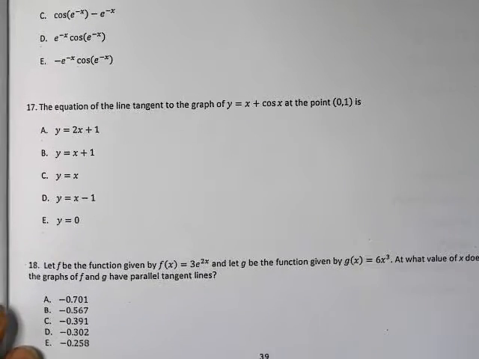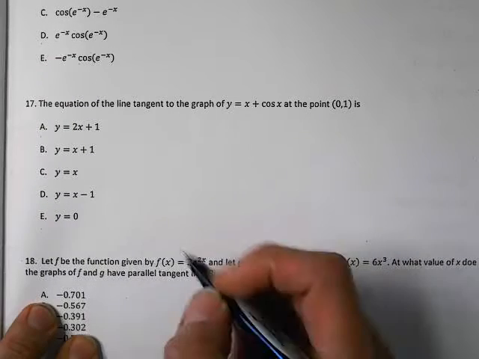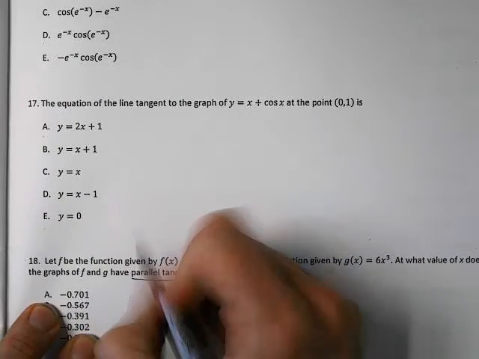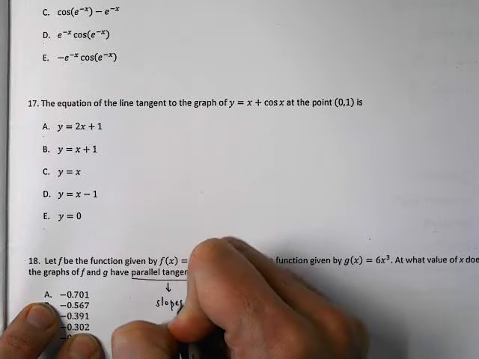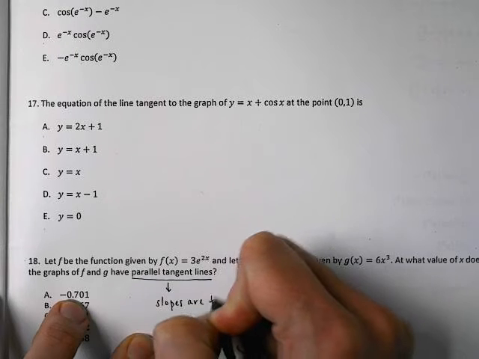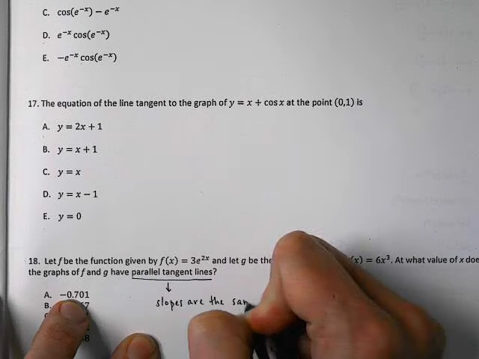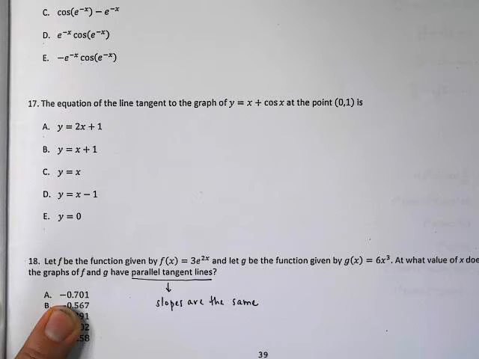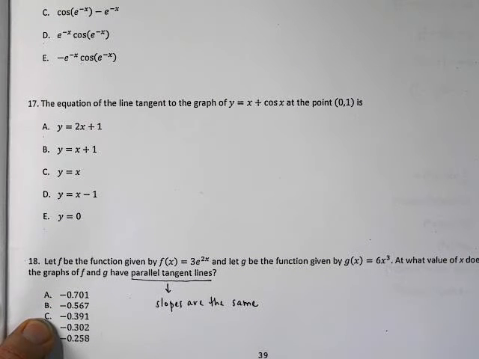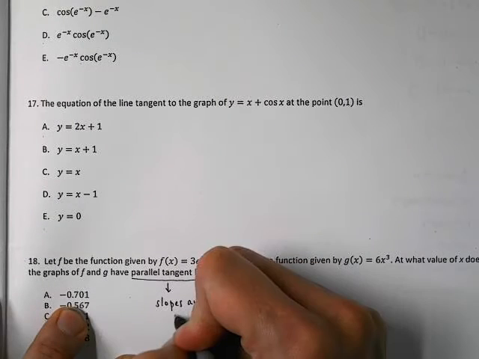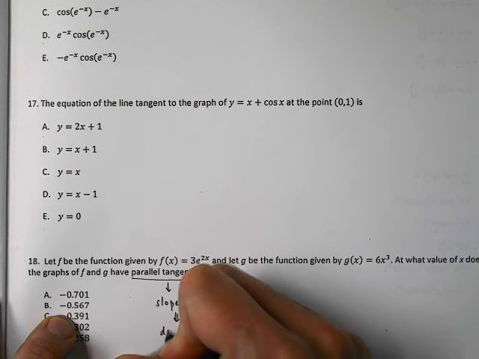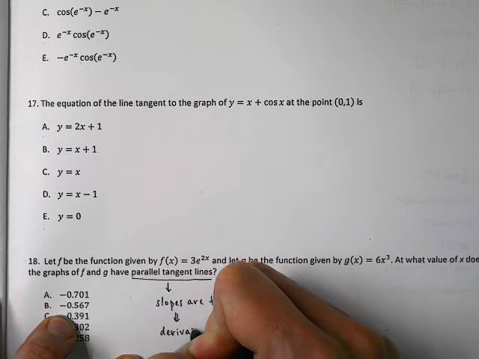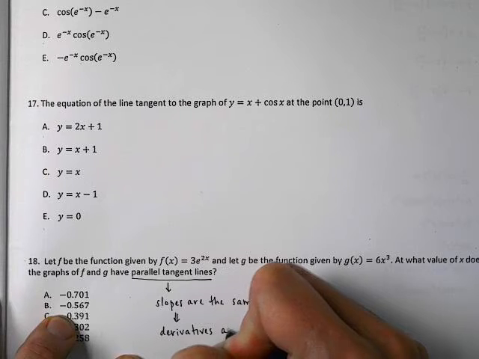So here's what we need to understand. Parallel tangent lines, first of all, when we hear parallel, what we need to know is that the slopes are the same. So I need to find where the slopes of the tangent are the same. Now we know that we get the tangent from the derivative. So really, if I'm trying to find where they have parallel tangent lines, I need to figure out where the derivatives are equal.